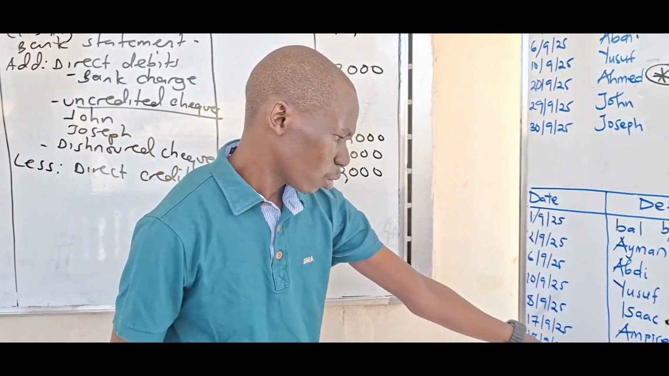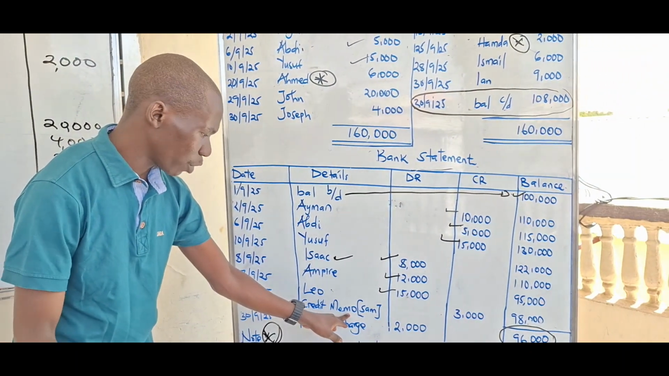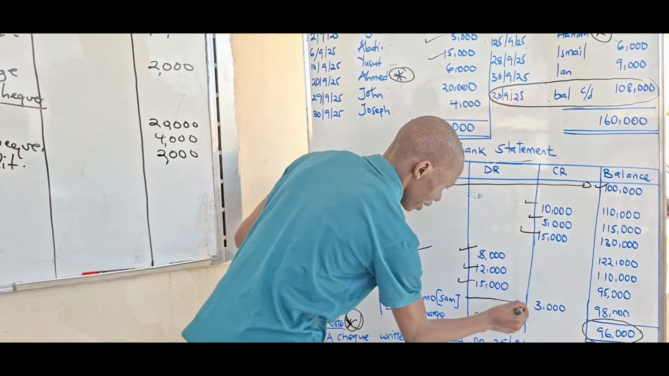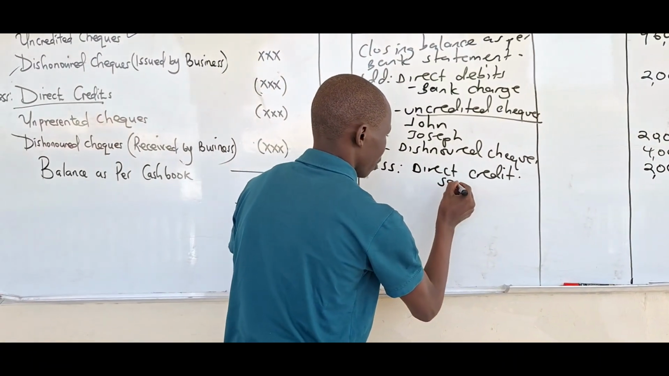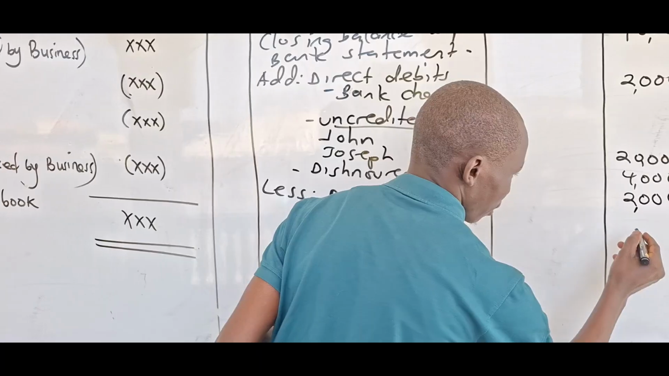The moment you see a credit memo, it is a document given to you by the bank alerting you that your account has been credited, and you were not aware it was done directly to your account. You pick that for Samsung, yes, and you put 3,000.